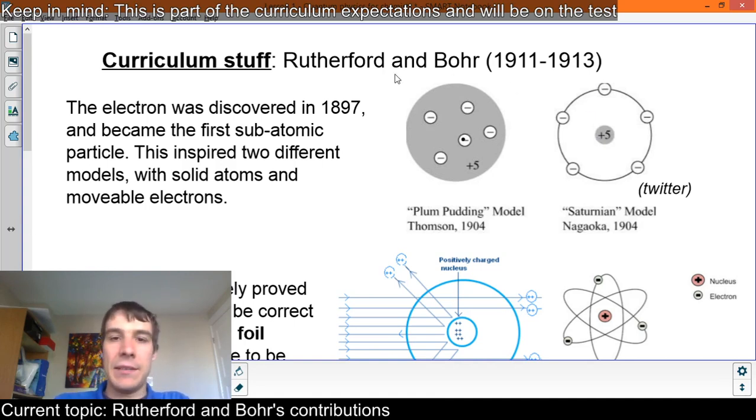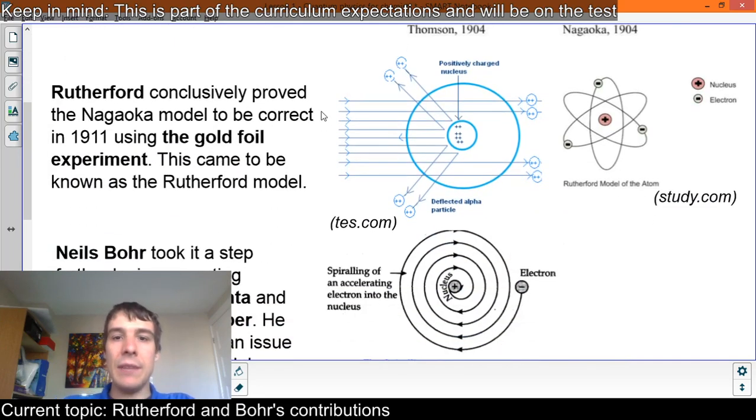And yet Rutherford gets the credit. Rutherford proved the Nagaoka model correct in 1911 using the results of the gold foil experiment. The gold foil experiment was actually done by his students. One of his students was actually Geiger, the same guy that made the Geiger counter. And the other one was a guy named Ernest Marsden, who was just an undergrad at the time.